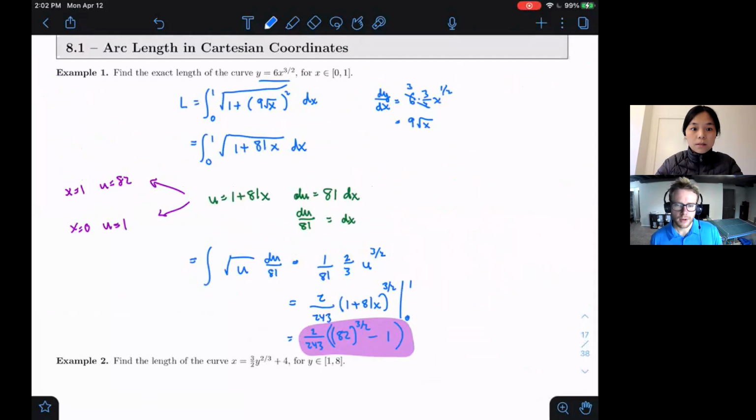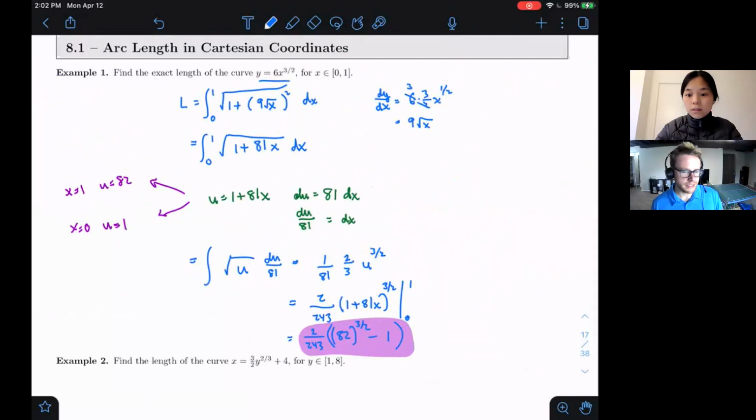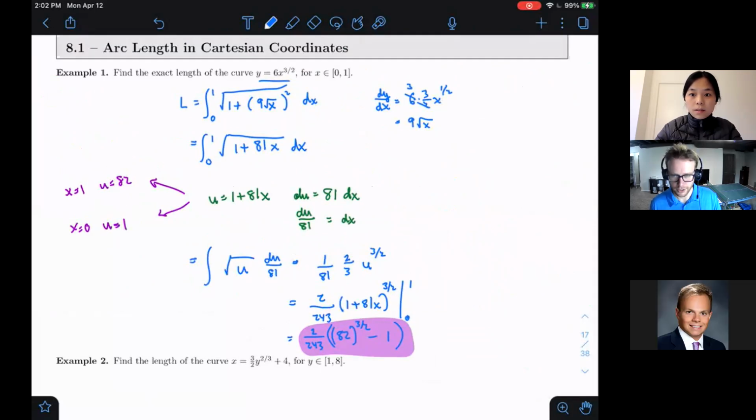Okay, let's take a quick question and then move on to example 2. Michael, you have the floor. Hey, Professor McCombs, how's it going today? Pretty good. How about yourself? Pretty good. I have a question.